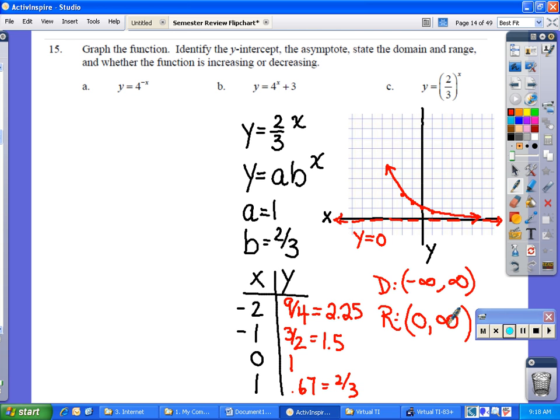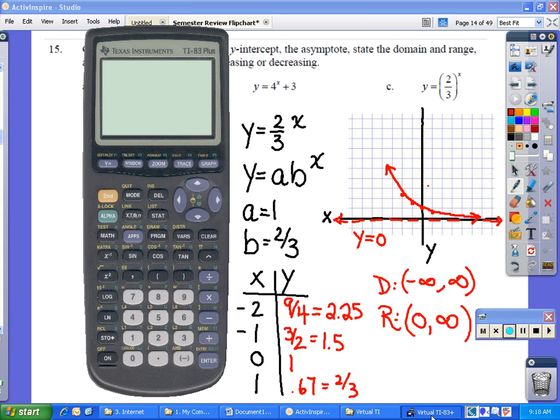Let's just pull up our calculator for a minute, make sure we know how to do it on the calculator. Go to y equals and enter the function. Y equals, make sure, because it's a fraction, that you use parentheses, 2 divided by 3. Raise that to the x power. Take a look at the graph. It should look very similar to ours.